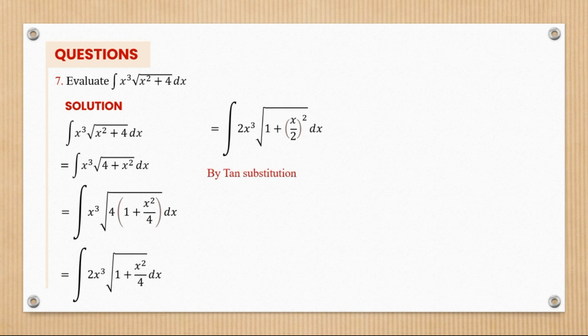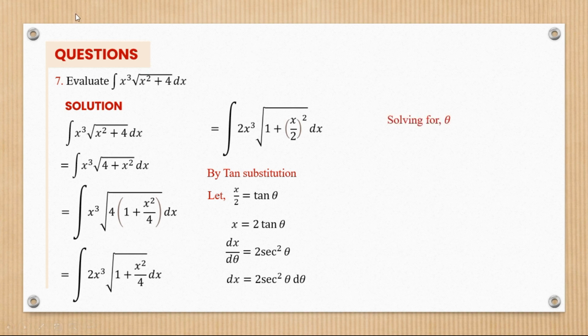Alright, so now by tan substitution, I can see that we can let this value here inside the bracket, x over 2, be equal to tan theta. So x is equal to 2 tan theta if we make x the subject. So now we differentiate that, I'll have dx d theta being equal to 2 sec squared theta. So now with dx being the subject, dx shall be equal to 2 sec squared theta d theta. Now if I solve for this theta value right here, I can see that theta is going to be equal to tan inverse of x over 2.